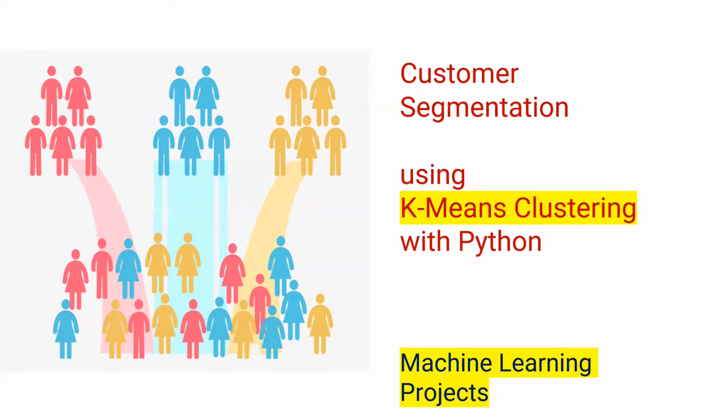Having these groups of customers will give us better insight that helps malls to make better decisions, better marketing, and better strategies and such kind of things. This is the problem statement. This is a clustering machine learning problem. Clustering comes under unsupervised machine learning.